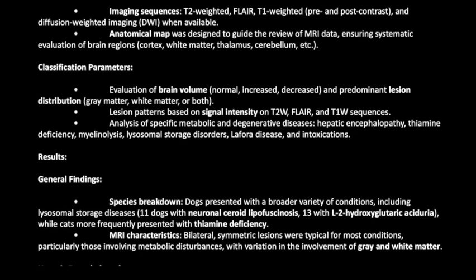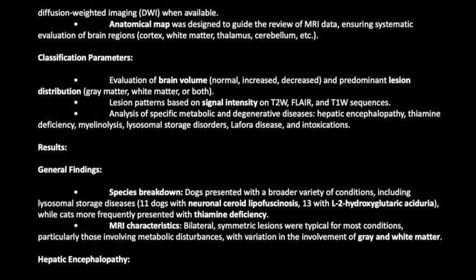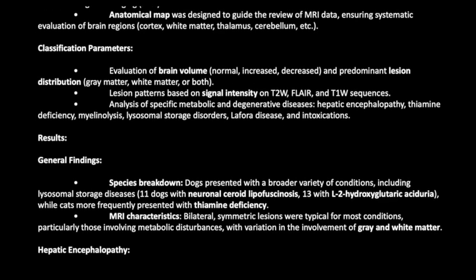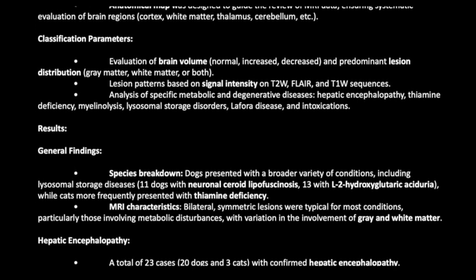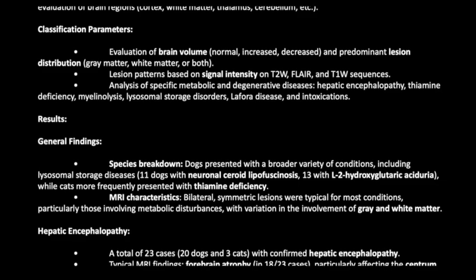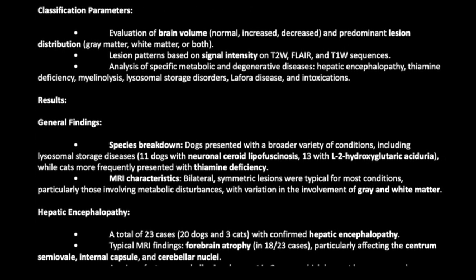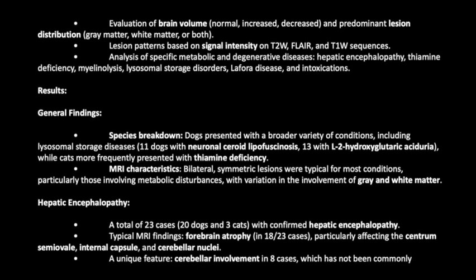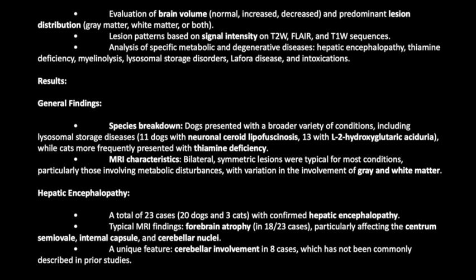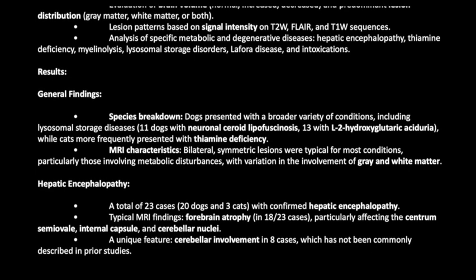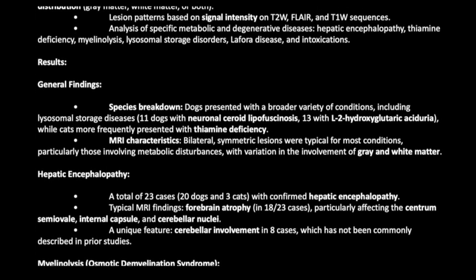Results. General findings. Species breakdown: dogs presented with a broader variety of conditions, including lysosomal storage diseases, 11 dogs with neuronal ceroid lipofuscinosis, 13 with L2-hydroxyglutaric aciduria, while cats more frequently presented with thiamine deficiency. MRI characteristics: bilateral, symmetric lesions were typical for most conditions, particularly those involving metabolic disturbances, with variation in the involvement of gray and white matter.